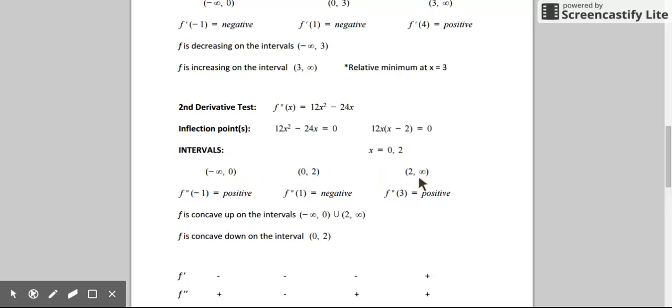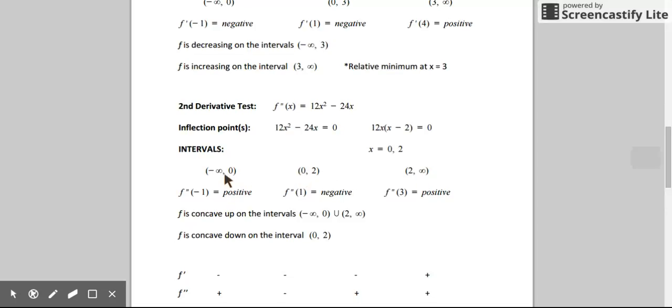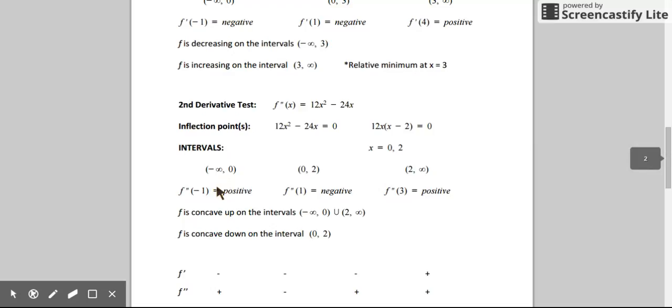Use that to set up our intervals. So from negative infinity to 0, if I plug in any value on that interval and plug it into my second derivative, I get positive values telling me that my graph is concave up. Plugging in values on this middle interval from 0 to 2, such as 1, I get negative values for my second derivative, telling me that my original graph is concave down.